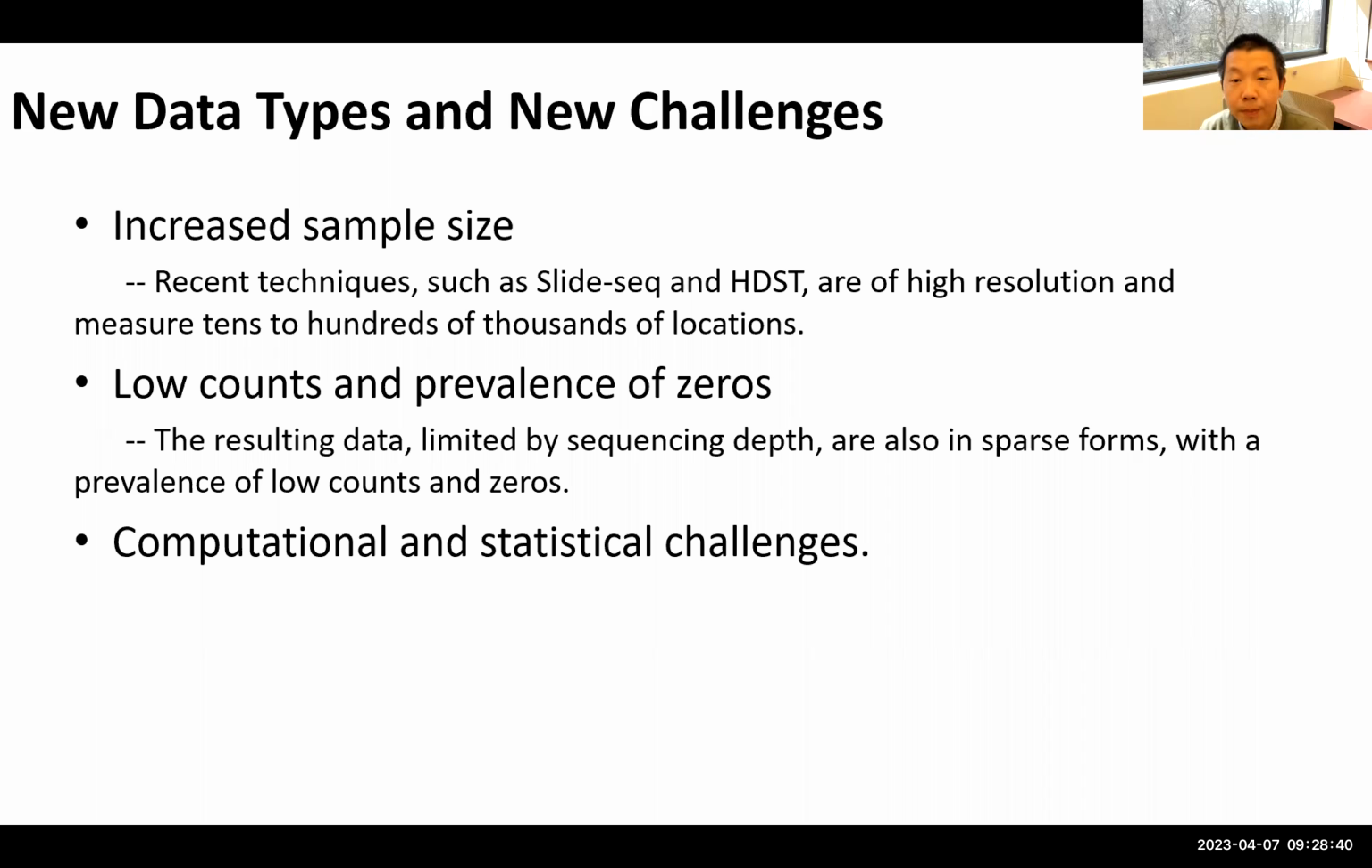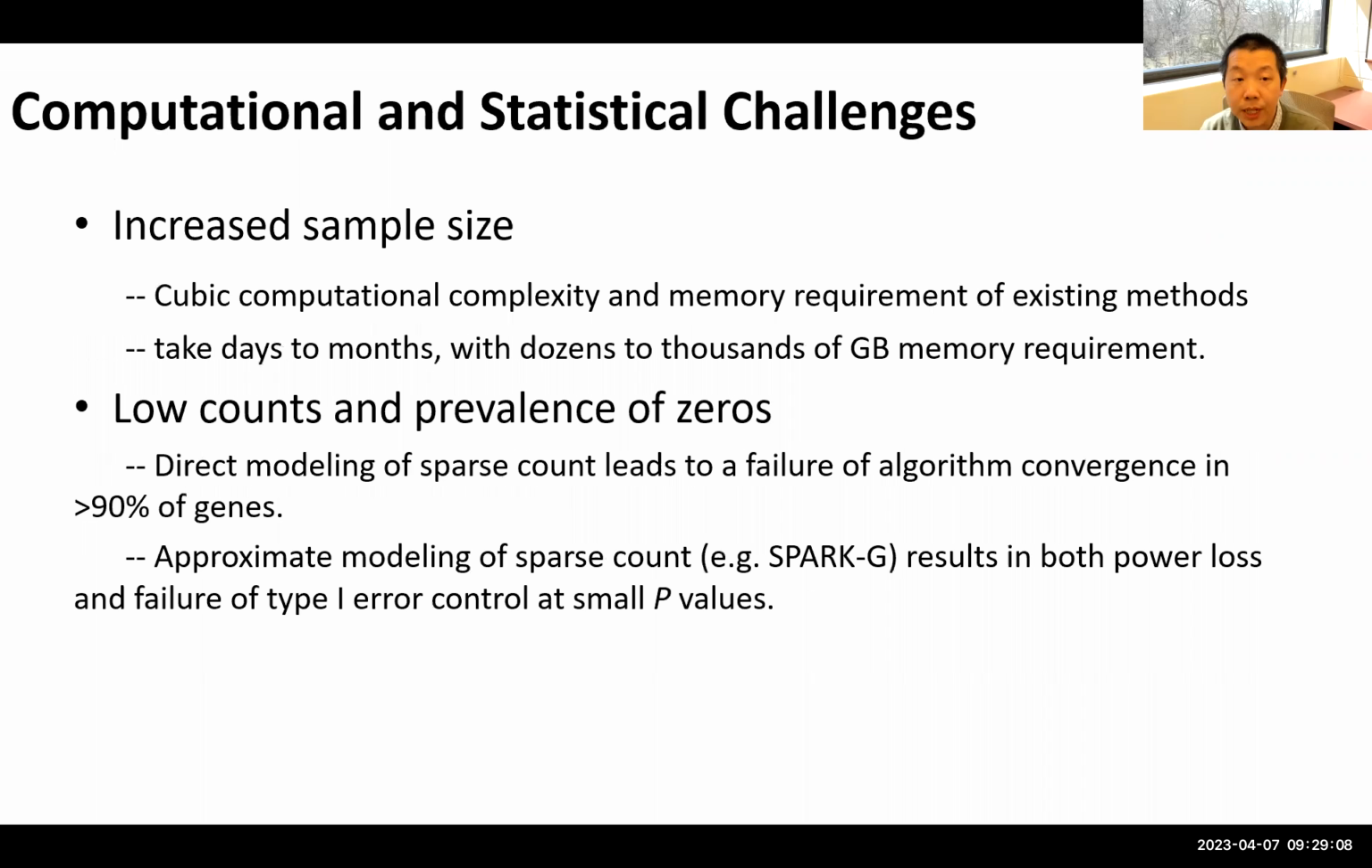And so the sample size becomes really large in terms of the number of locations you measure on the tissue. Because many of those technologies are sequencing-based, and sequencing-based technologies are always limited by sequencing depth, the increased data size resulted in a sparse form of the data. So in the N by P gene expression count matrix, you are going to see a lot of low counts and a lot of zeros. For some data, you can even see 99% of the entries are zero. And both create important challenges.